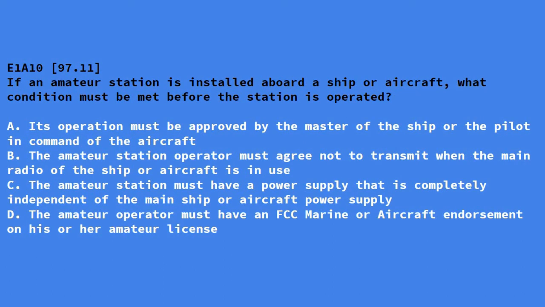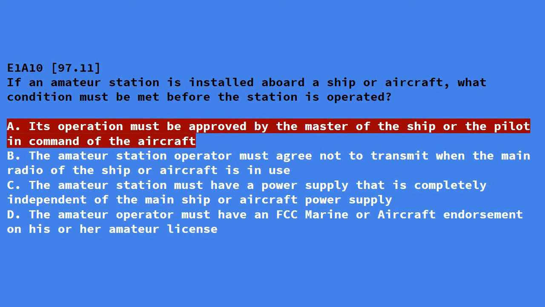E1A10, if an amateur station is installed aboard a ship or aircraft, what condition must be met before the station is operated? Answer is its operation must be approved by the master of the ship or the pilot in command of the aircraft.